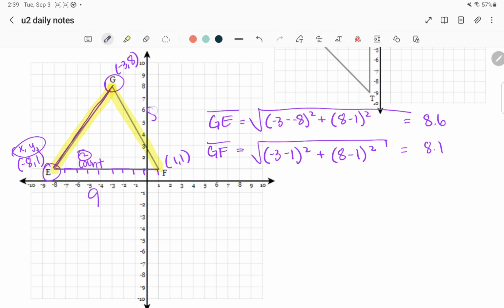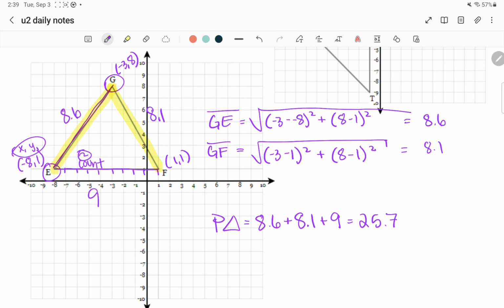And so after that, I've got all my sides, and I can find the perimeter of the triangle, which is going to be 8.6 plus 8.1 plus 9. 3 sides, 3 distances. This adds up to 25.7.